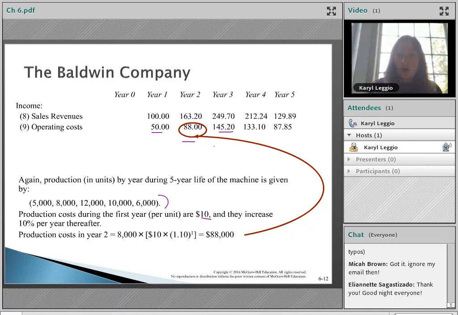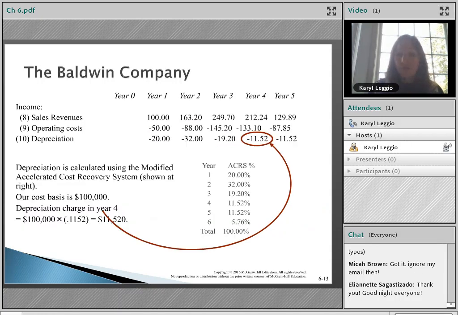So each year, the costs are going to increase by 10%, and the number of units sold are the same as before. The 5,000, 8,000, 12,000, 10,000, and 6,000. All right, so we're getting close. So we have our sales and our operating costs. The next thing we need is our depreciation.